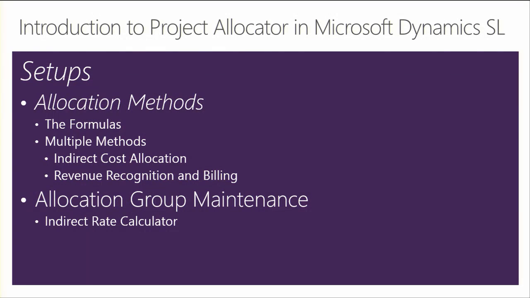And then finally, we're going to touch on the allocation group maintenance. This is where you define your indirect rate cost pools and the basis. So the system will tell you and calculate on a monthly basis what your overhead rate is, what your fringe rate is, both on a year-to-date and a month-to-date basis.